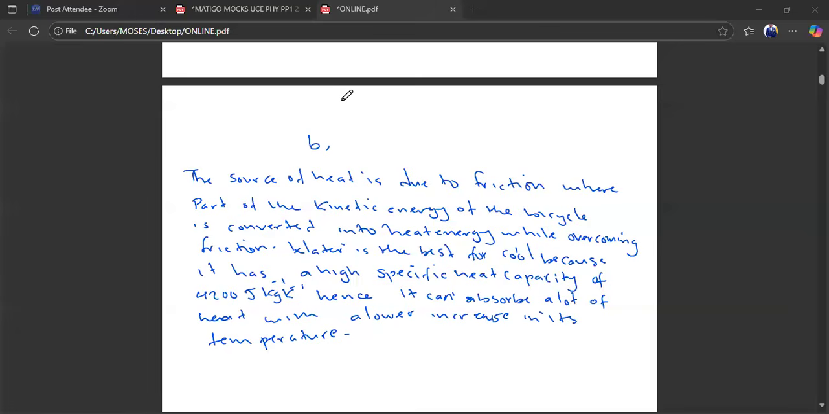Excuse me, teacher. What if I want to explain using the boiling point of water? Because water has a high boiling point. How will I use that to give the importance of the water in the car radiator? I don't recommend you give that answer.